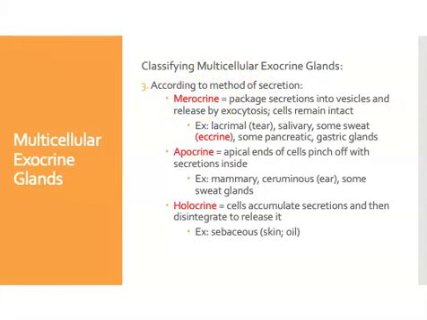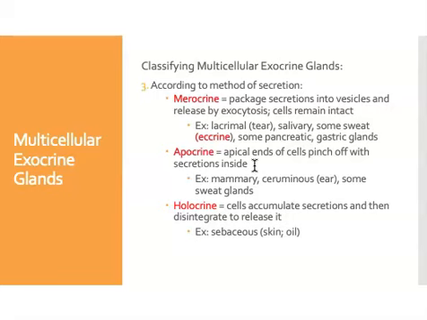Next on the list is apocrine. Apocrine glands are going to suffer a little bit of damage as they secrete the material that they're producing. The apical ends of the epithelial cells in these types of glands are actually going to pinch off, carrying the secretion inside. And that is what gets released into the space in the duct.